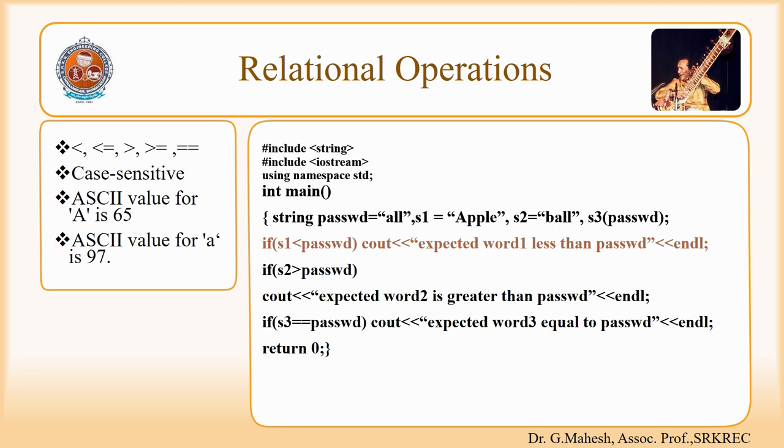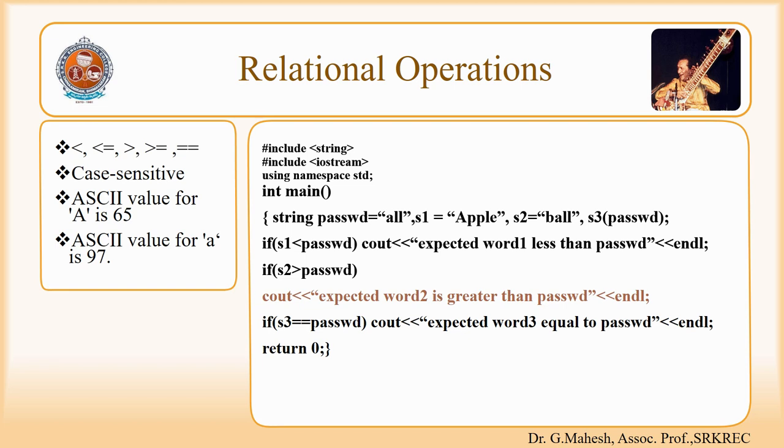Let us see the next if statement. If S2 is greater than password, then cout expected word is greater than password endl. Therefore, here also S2 is ball, and it will be automatically greater than all. Therefore, this line is also printed.